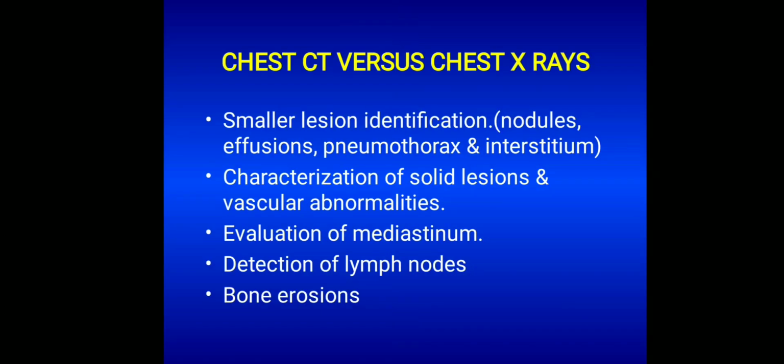CT versus chest X-rays. CT is very helpful for lesions that are obscured on chest X-rays. Smaller lesions, smaller nodules, small effusions, small pneumothoraces, and interstitial lung diseases are best appreciated on CT. Solid lesions and vascular abnormalities can be differentiated very well. Evaluation of the mediastinum is another important aspect of CT. And enlarged lymph nodes and bone erosions are better appreciated on CT.